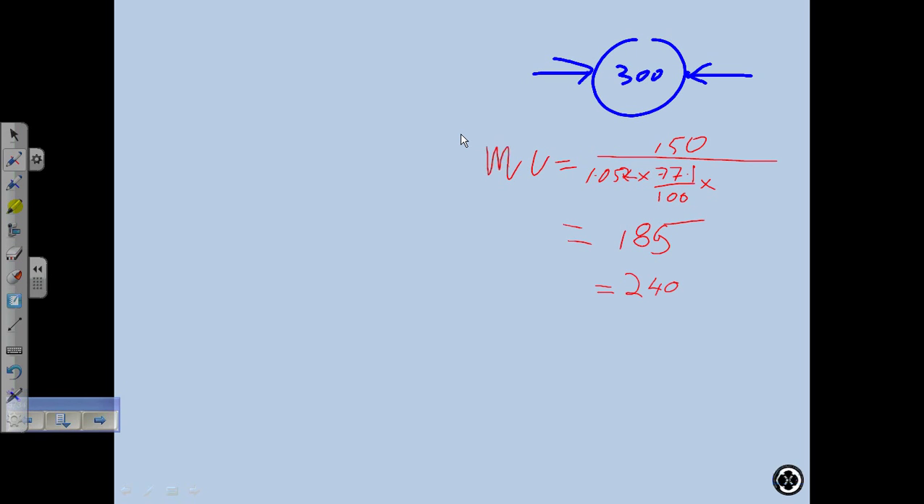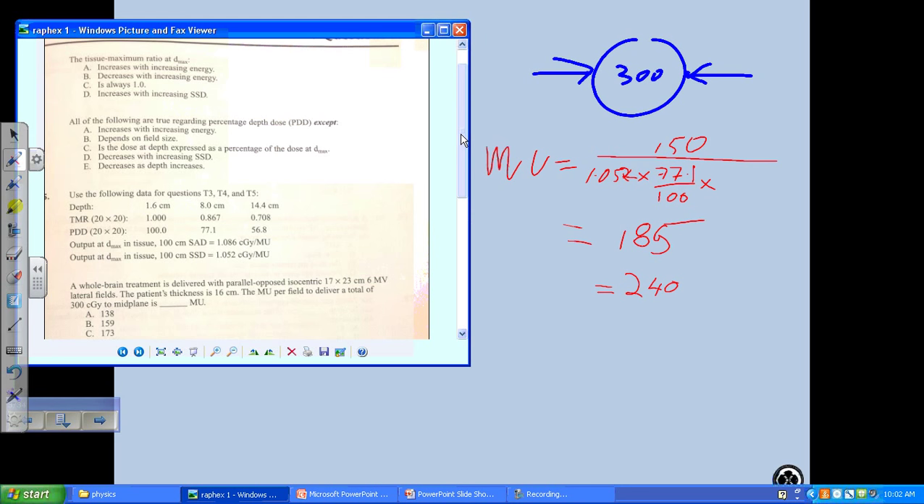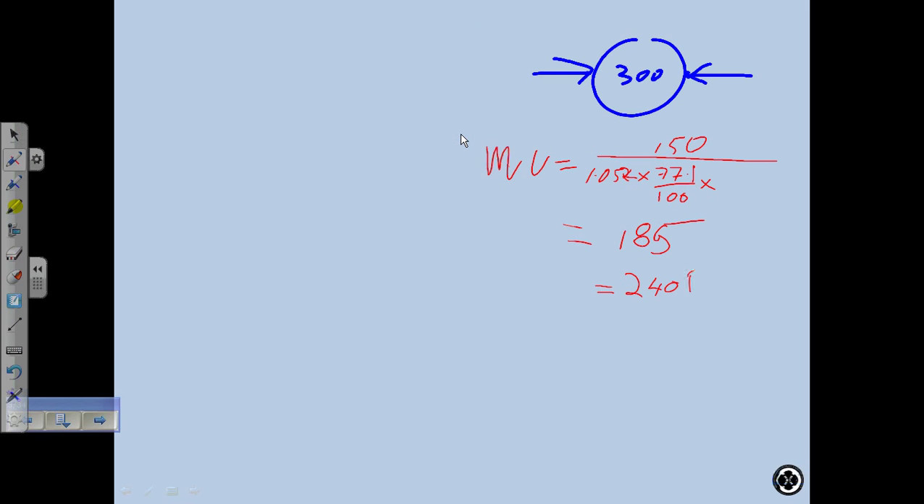Right. Okay, so one beam's giving 240, and then the other beam, let's get that data back up. What's the dose from the other beam? So it's 240 from one beam.